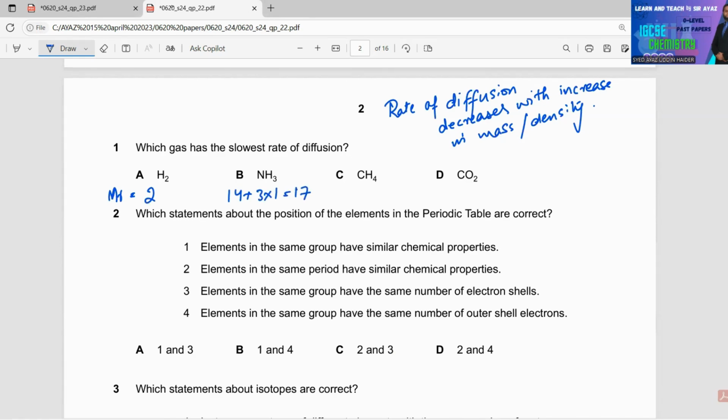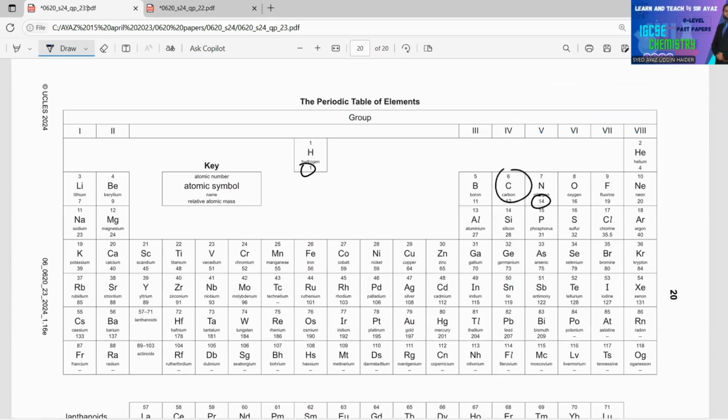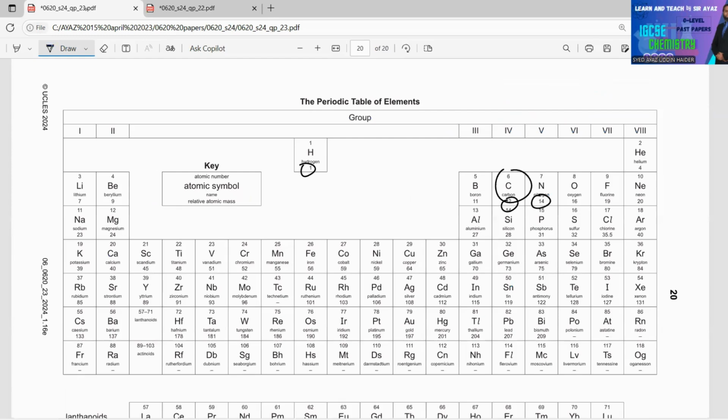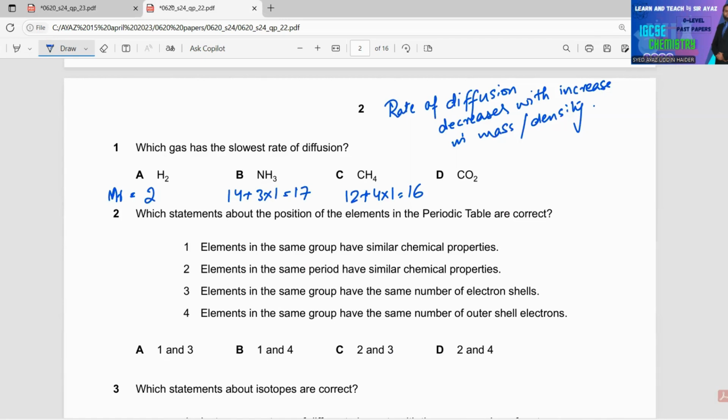What about CH4? Carbon is in group 4. 12 is its AR. So 12 plus 4 multiplied by 1, we get 16. What about CO2? Oxygen, 16. We have 2 atoms of oxygen in carbon dioxide. 1 atom of carbon means 12 plus 2 multiplied by 16. Adding these up will become 44. So carbon dioxide must be the right answer in this case because it has the highest MR.